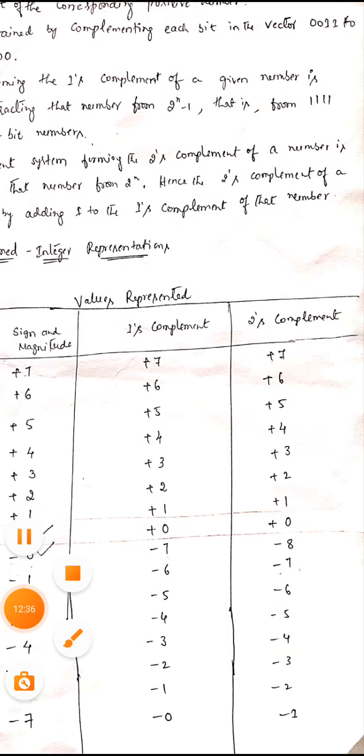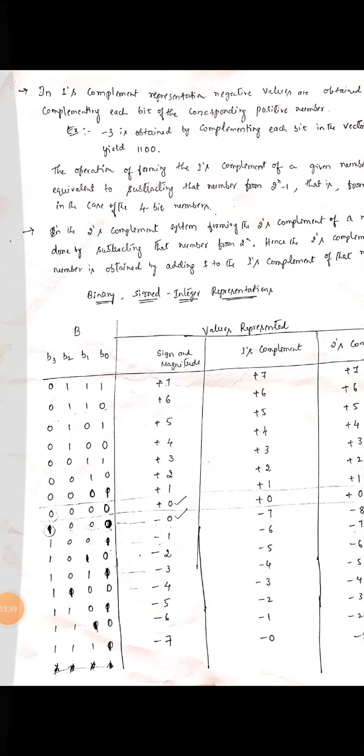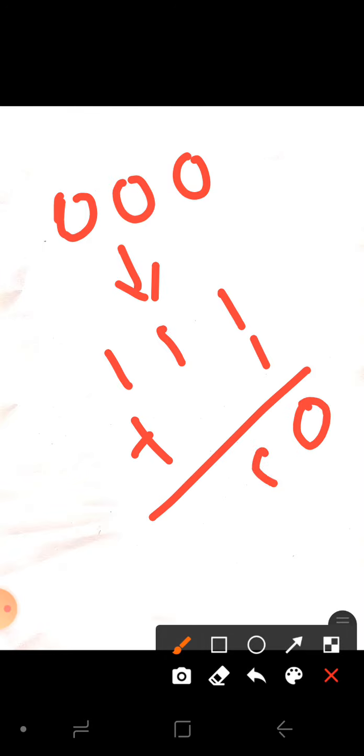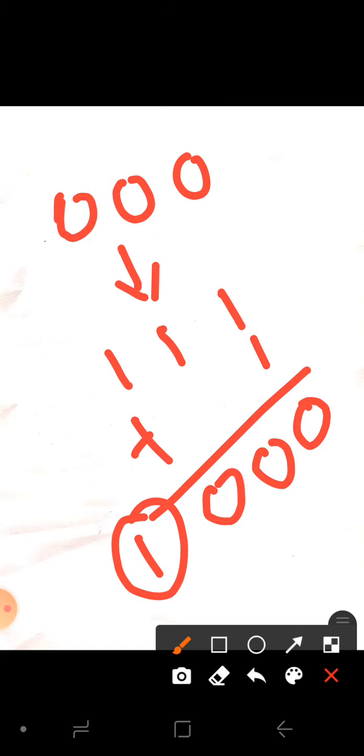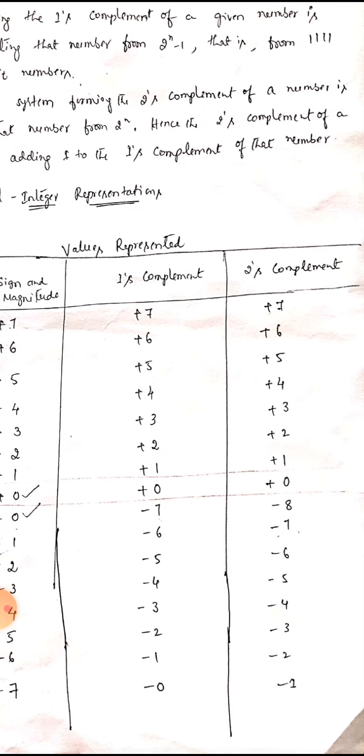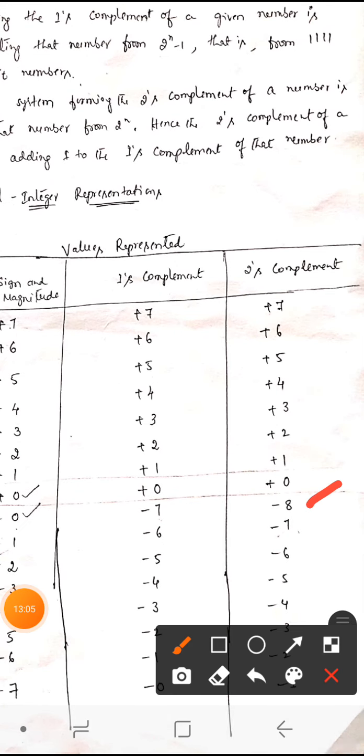How? Just take the number 000. When you take the 1's complement, it becomes 111. Based on the MSB, I said it is a negative number. Add 1 to this: 1 plus 1 gives 1000 with the carry 1, which is the representation of 8. That is why it is represented as minus 8 over here. This is how you have to find the 1's complement, 2's complement, and sign and magnitude of a number, both positive and negative.